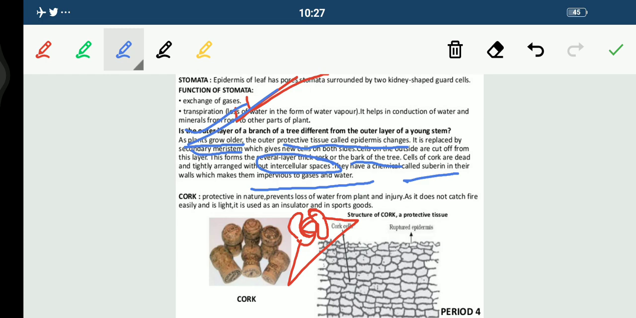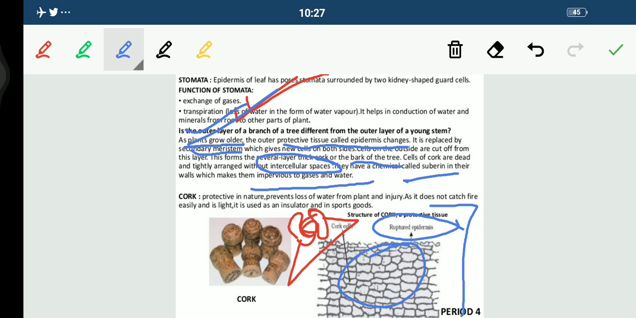Next we have the cork. Fine. It is protective in nature, preventing the loss of water from the plant and injury, as it does not catch fire easily and is light. It is used as an insulator and in sports goods. So this is the structure of cork, which acts as a protective tissue. It looks like this, these are the cork cells. Fine. And this is the ruptured epidermis, because when the epidermis gets ruptured, this is how the cork cells are formed.